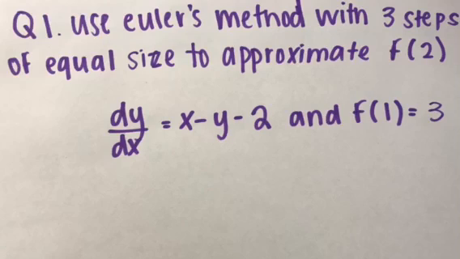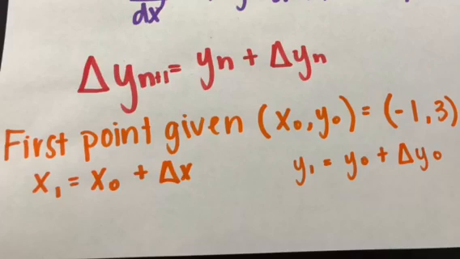The first question is, use Euler's method with 3 steps of equal size to approximate f of 2. The equation is dy over dx equals x minus y minus 2, and f of 1 equals 3. Euler's method's equation is yn plus 1 equals yn plus the change of yn.